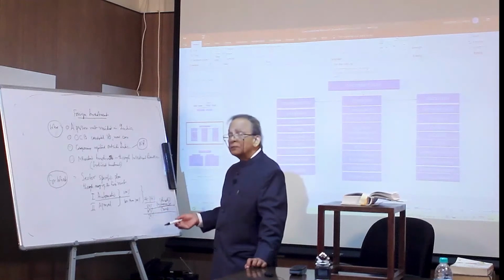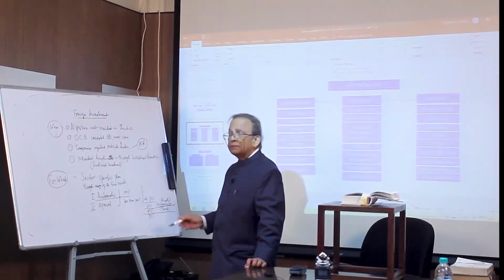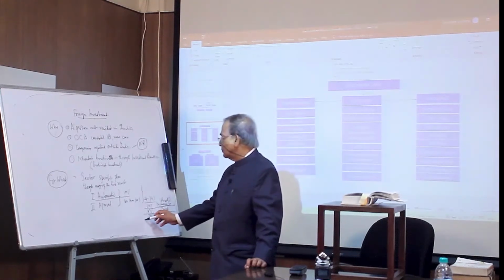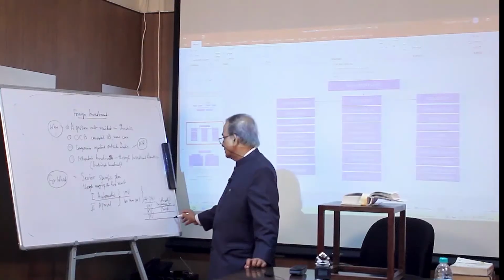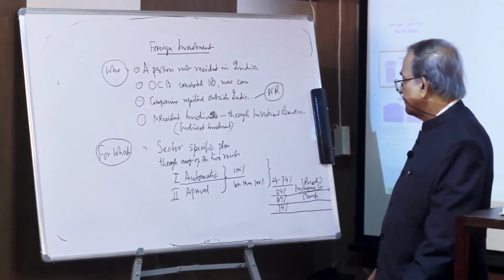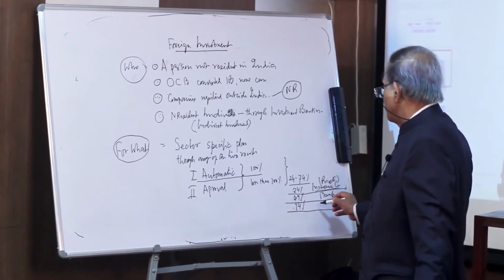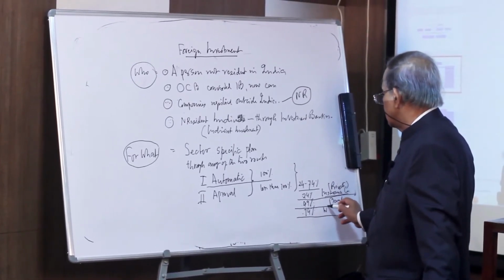Similarly, many of the defense materials are now open. They come up to 49% with permission, with approval. Then there are some which are 74%, sectors up to 74%, like wholesale trade.